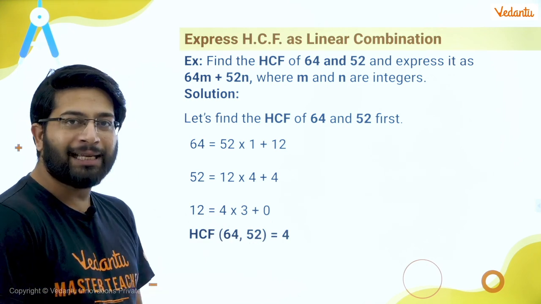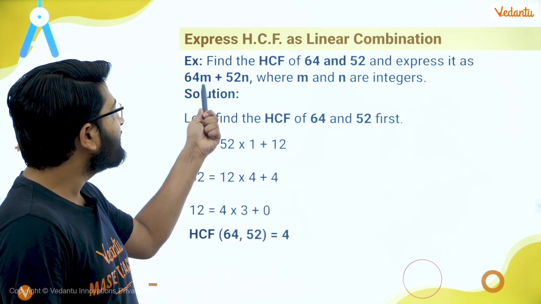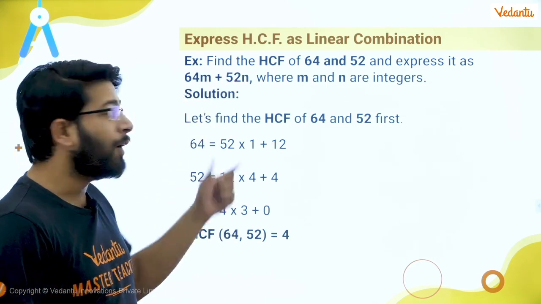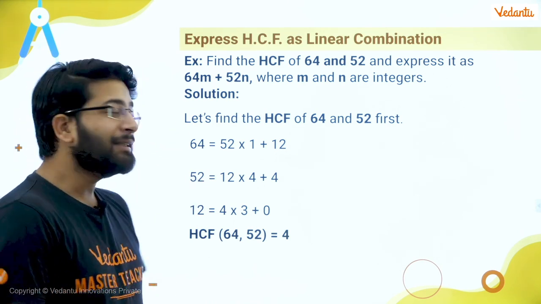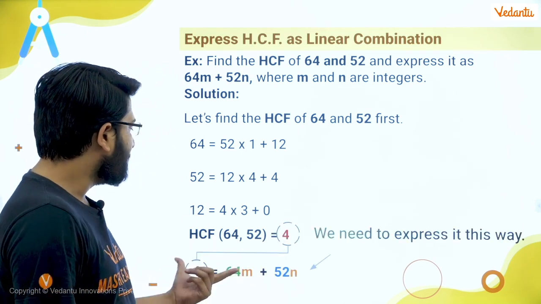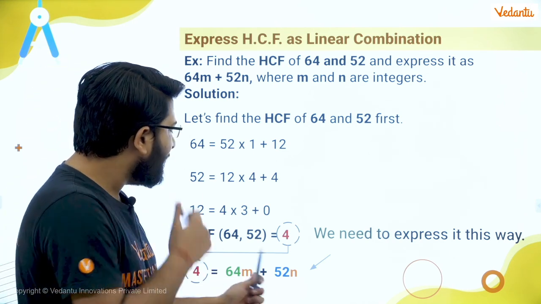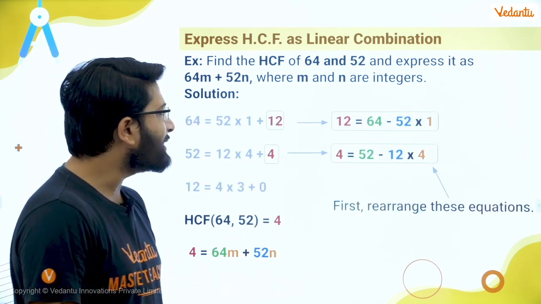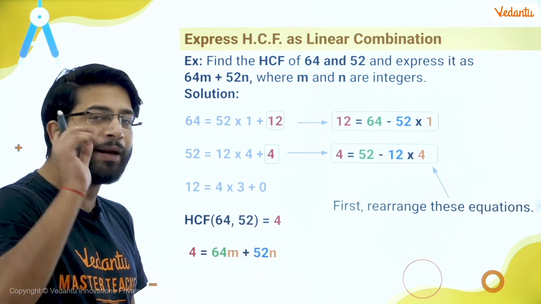Now, after finding the HCF, I want to express this HCF 4 in the form of 64m plus 52n. So guys, in order to express it in this form, the three equations which we have written with the help of Euclid division lemma are going to help us. Let me show you how. So champ, very simple. I want to write 4 equal to 64m plus 52n. That means I want 4, 64 and 52 all in one equation.